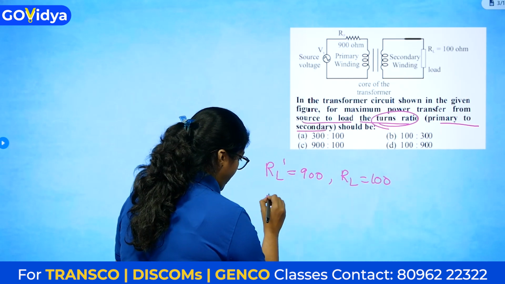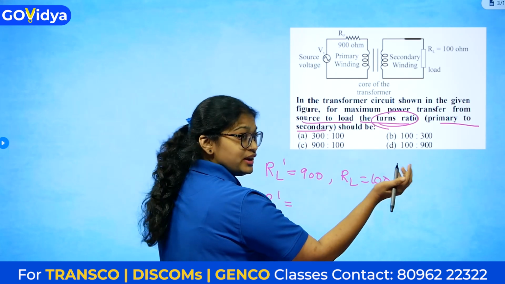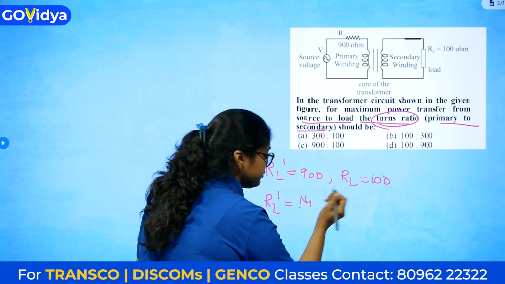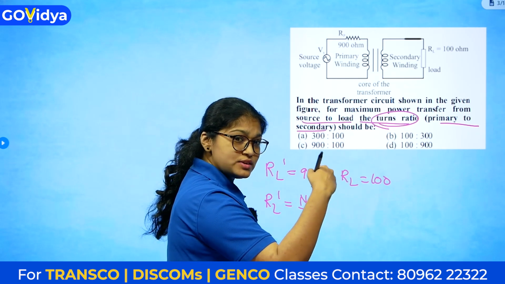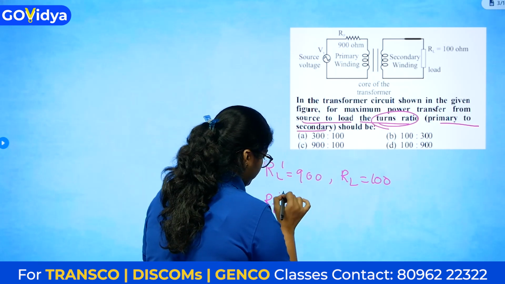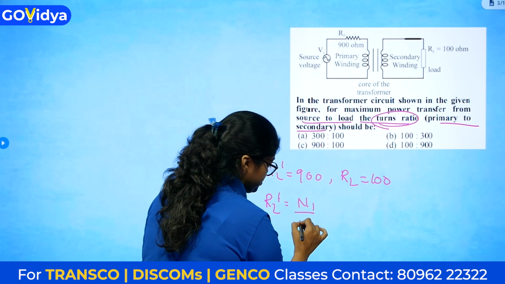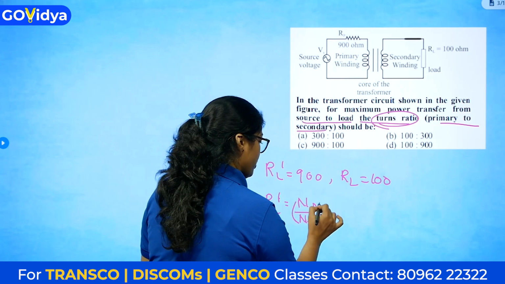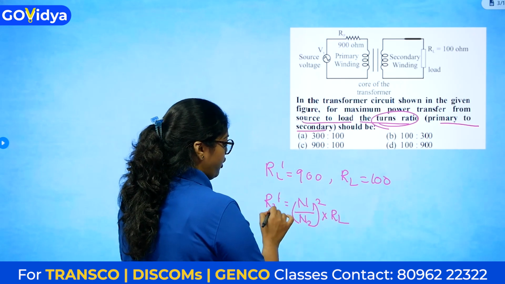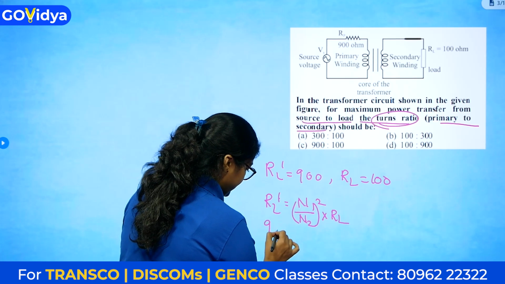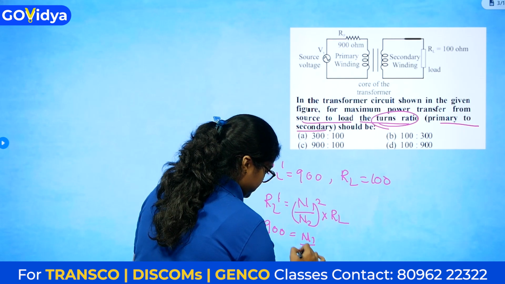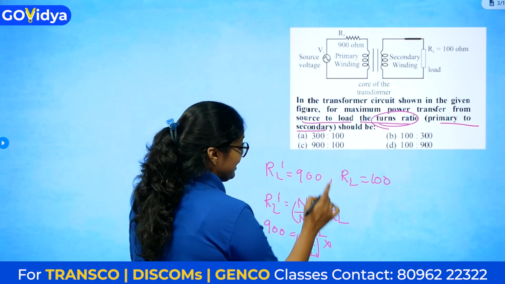And we know the formula RL dash is equal to, we are transferring the parameters to the primary. To primary means write N1, to secondary means write N2. Now I am transferring with respect to primary, so I will write N1 by N2 whole square into RL. So now I have to calculate the number of turns. Already in the question they have mentioned 900. RL dash is 900, N1 by N2 whole square into the RL is 100.